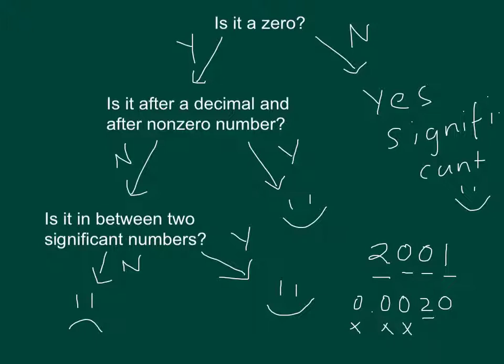Next, we know that 2 is significant because it's not a 0. And finally, is that 0 after a decimal and after a non-zero number? Why, yes it is. It's after the 2 and it's after the decimal, so it's significant. So this number will have 2 significant figures, and the number above it has 4 significant figures.